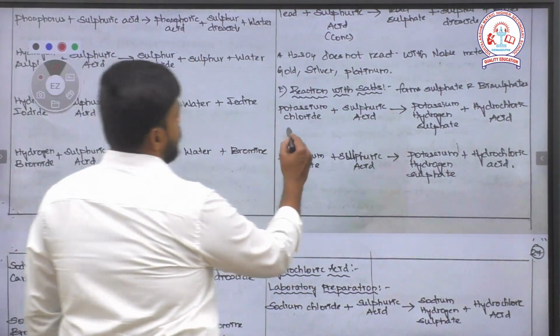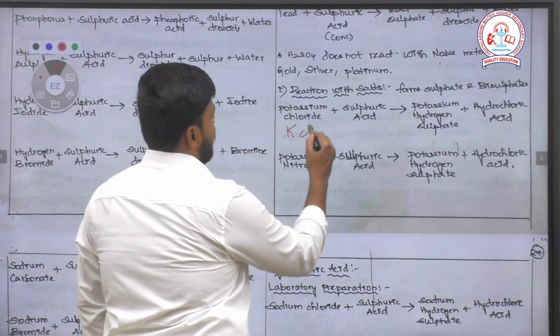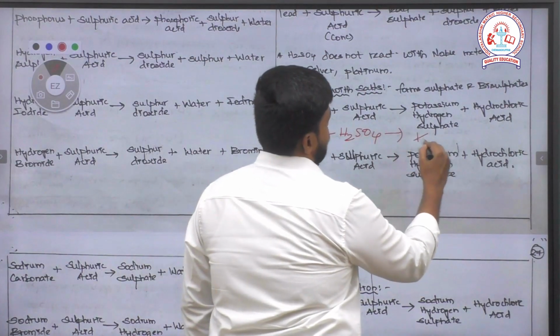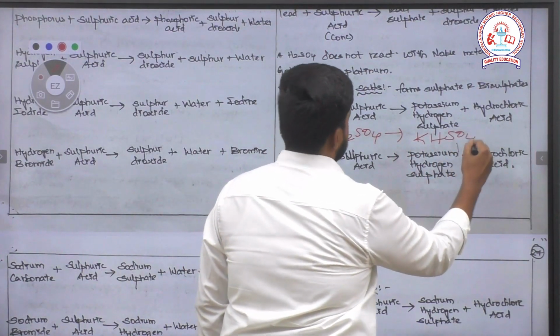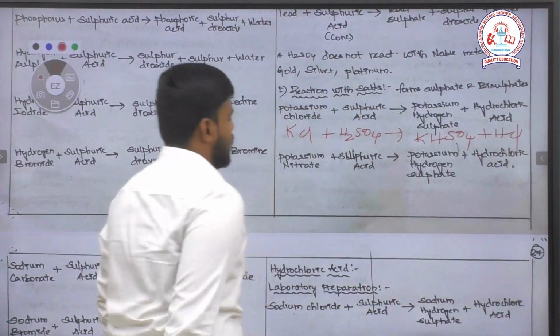The next one, reaction with the salt. Okay, let's see it. Potassium chloride is a salt. When it reacts with the sulfuric acid, it forms potassium hydrogen sulfate, KHSO4. Then one of the hydrogens will take up the chlorine and goes as HCl. So this is the product.